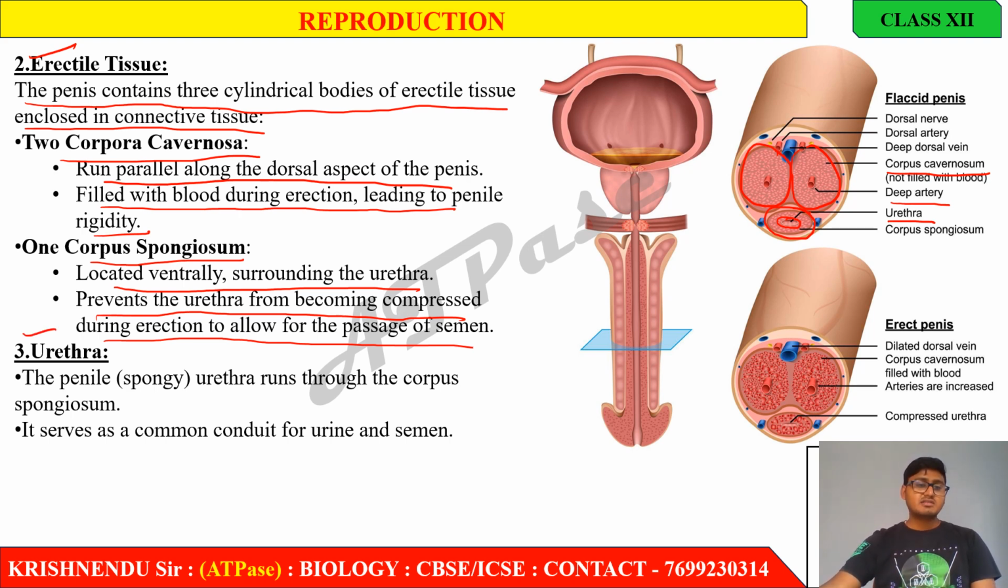Next, urethra. The penile spongy urethra runs through the corpus spongiosum. It serves as a common conduit for urine and semen. I already discussed the urethra.